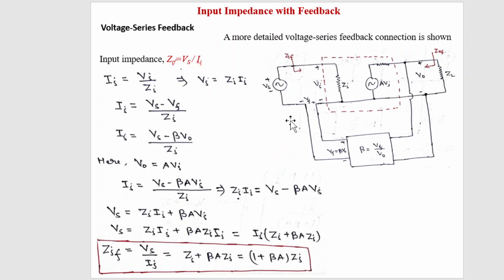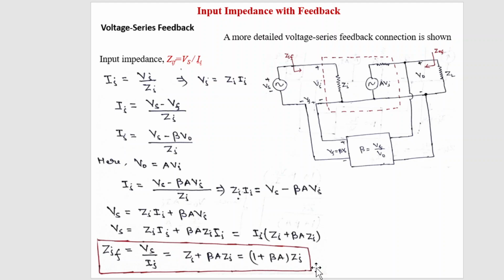And what we have to find out? We have to find out Vs upon Ii. So here we have Vs and here we have Ii, so we can take Ii as a common. So Vs is equal to Ii times, in bracket, Zi plus beta into A Zi. So Vs upon Ii, this is basically input impedance with feedback. That is Zif is equal to Vs upon Ii is equal to Zi plus beta A Zi. So Zif is equal to, here we can take Zi as a common, 1 plus beta A into Zi.